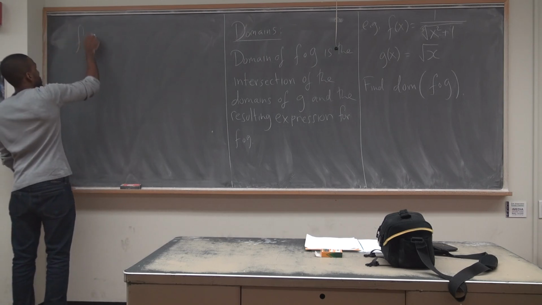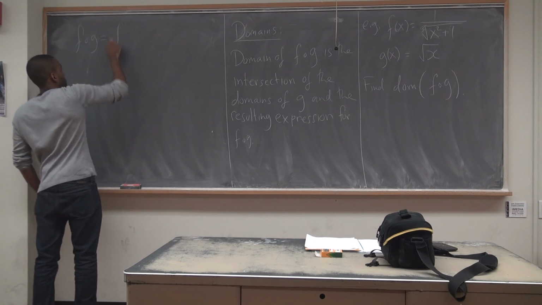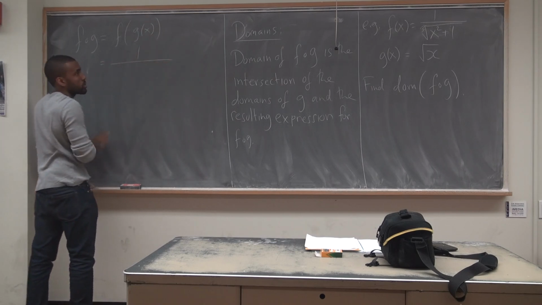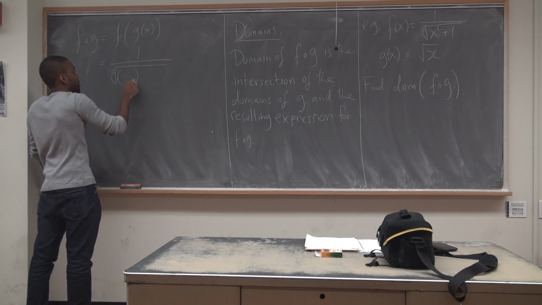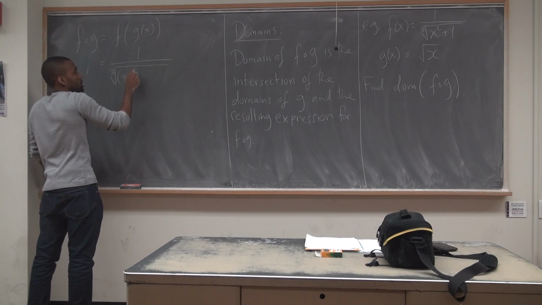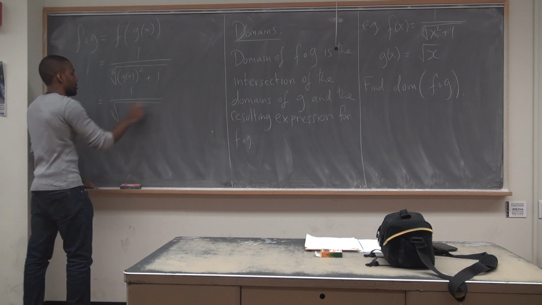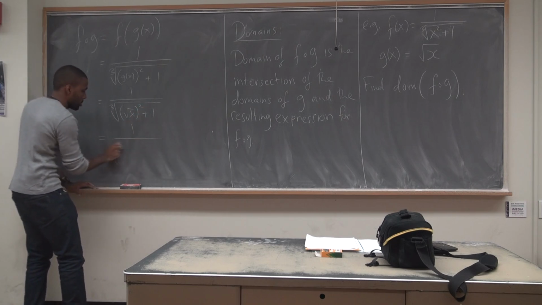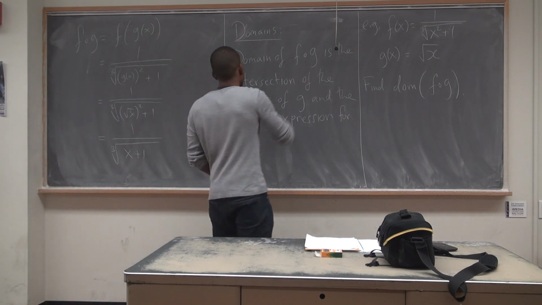Well, first, what is f of g? F of g would be what? It's f of g, which means it's going to be 1 over the cube root of, I'm going to put in g here, square it and add 1. In other words, it's the cube root of radical x squared plus 1, which is cube root of x plus 1. Now, what is the domain of that function?